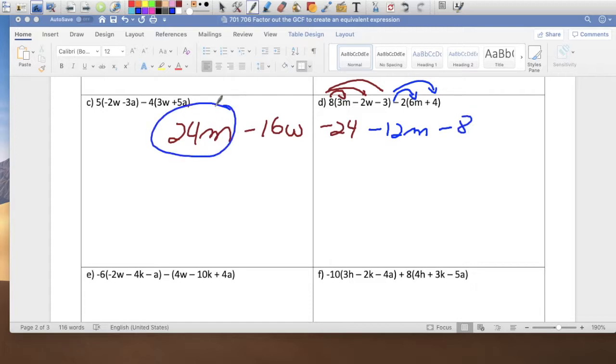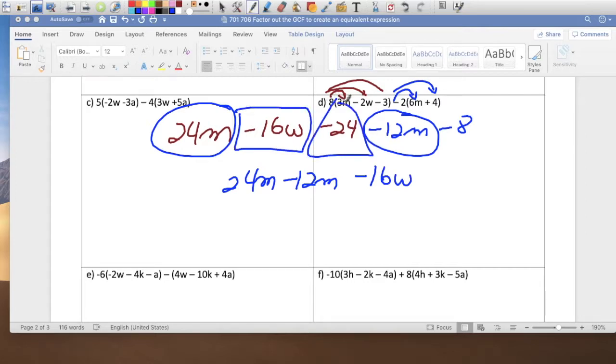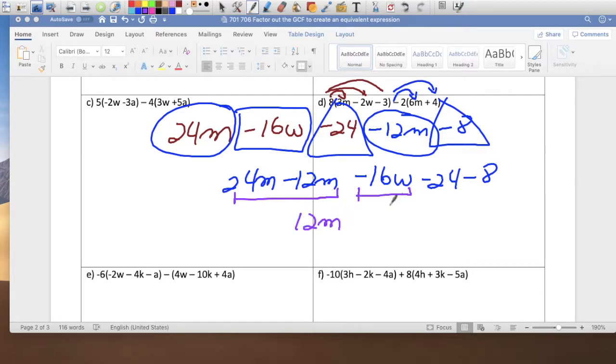Combine like terms, this guy can combine with this guy. 24m minus 12m. 16w combines with nobody, right? No one. And these two get combined. 24m minus 12m is 12m. Negative 16w, that stays. And this becomes negative 32.